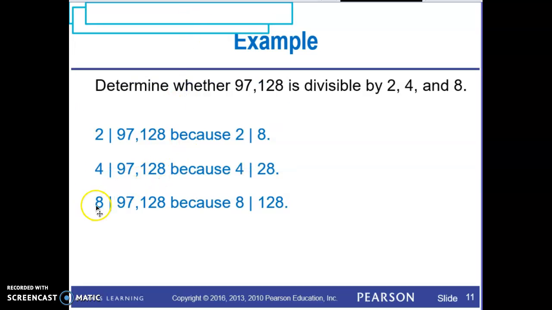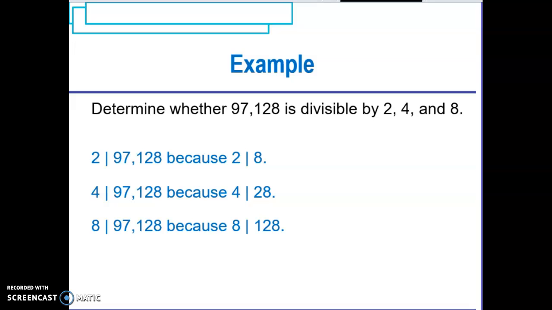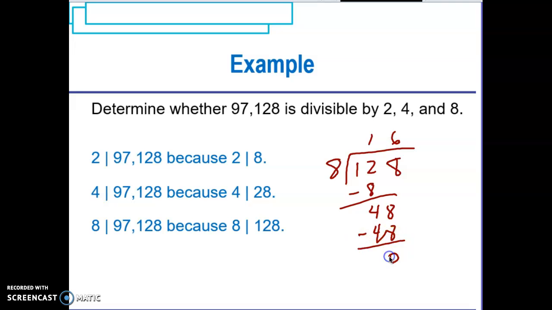And how about 8? So this says 8 divides 97,128 because 8 divides 128. So you may not be able to tell immediately. And so what you would need to do for a test or for a quiz is go on the side of your paper and divide it out. 8 goes into 12 one time. 8 goes into 48 6 times. Remainder of 0. So 8 does divide 128, which means 8 does divide 97,128.